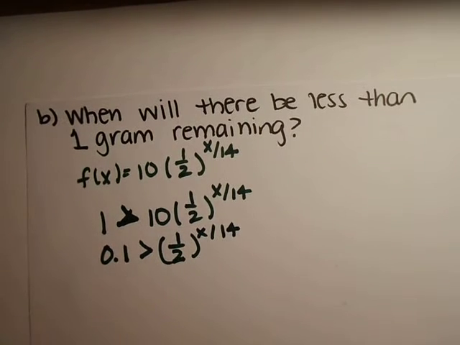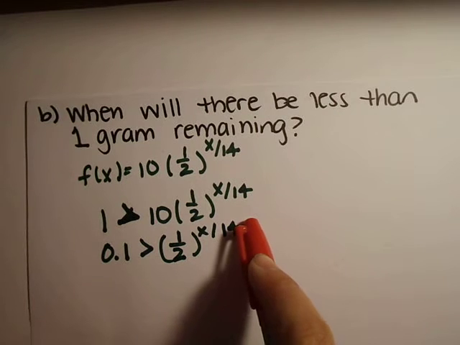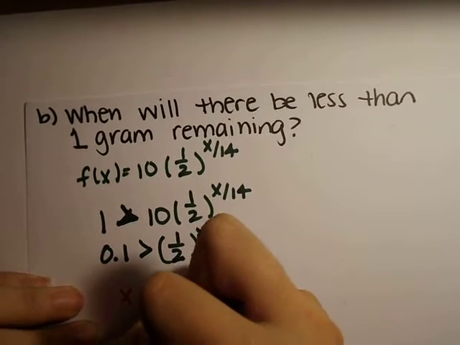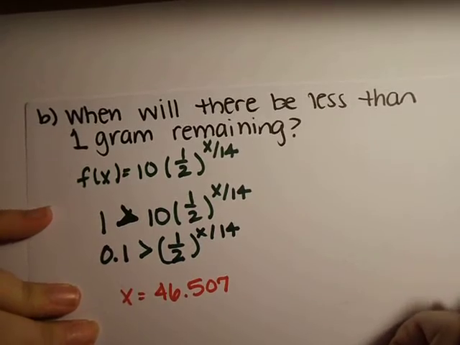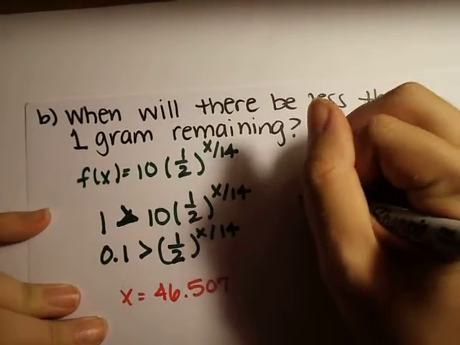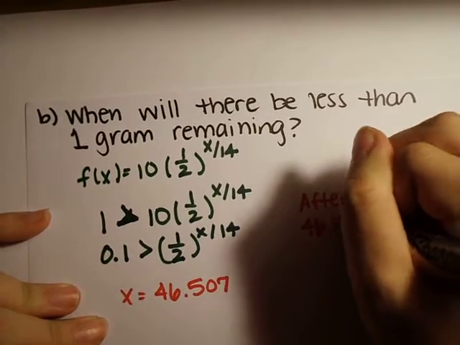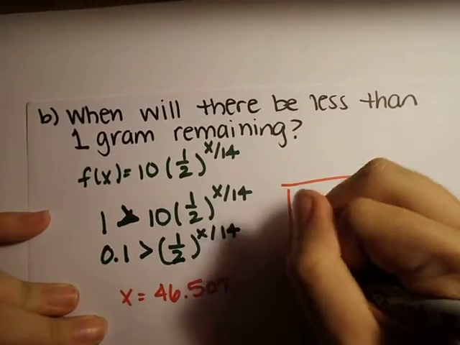And again, until we learn logarithms, we're going to use our calculator to determine the intersection between 0.1 and this over here. So you can plug that into your calculator and check to make sure that you can get your answer of x equals 46.507. So there will be less than 1 gram remaining after 46.507 days.